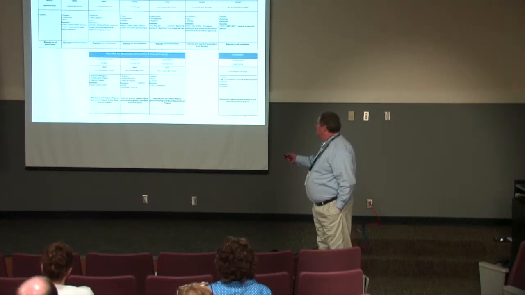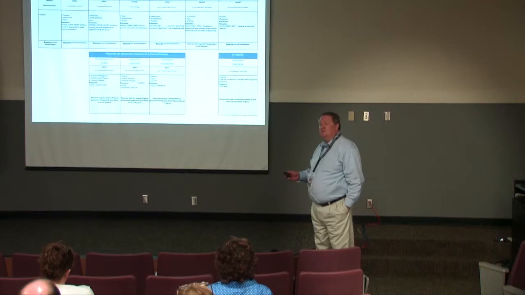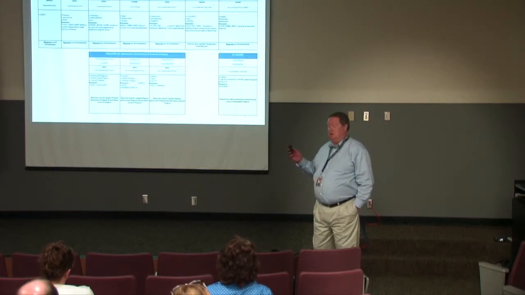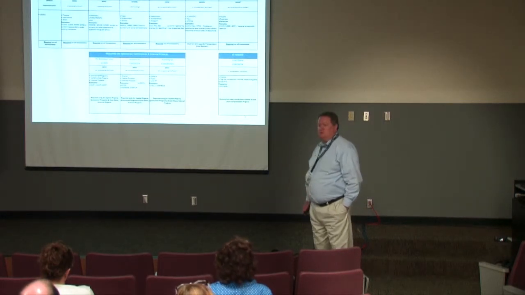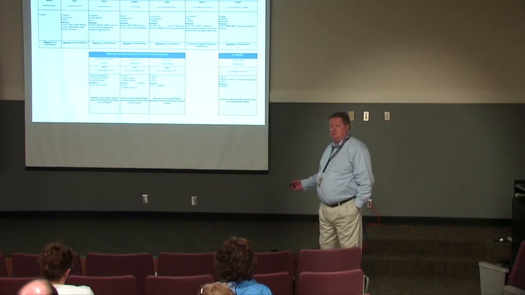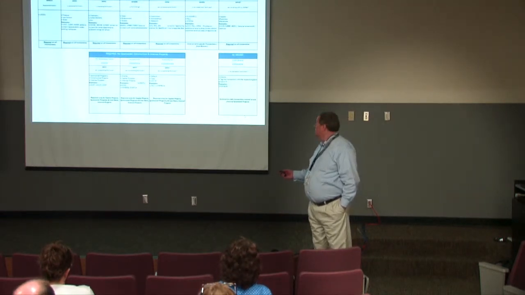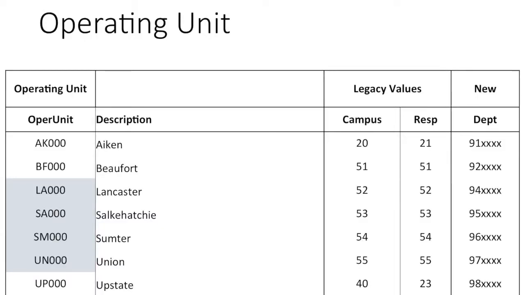I know it's kind of hard to listen to me talk about it without seeing examples, so I'm going to give you some examples of what goes in each one of those fields. Okay. Any questions? All right. Okay, we're an operating unit. If you remember, to the far left, it was operating unit. Here are the values that are loaded. You can see Aiken, AK000, Buford, Lancaster, Salkehatchie, Sumter, Union, Upstate, and the 2 med schools.